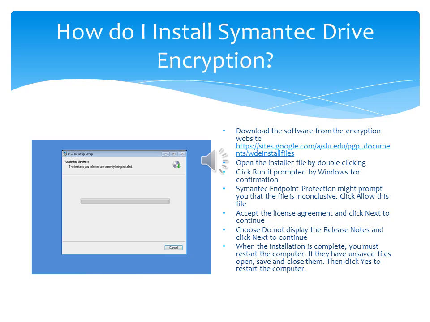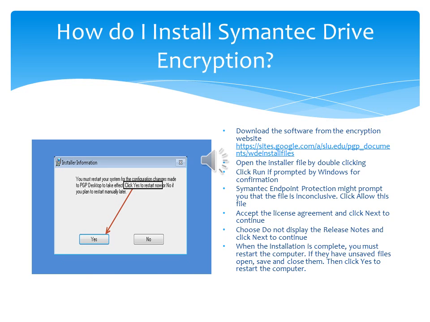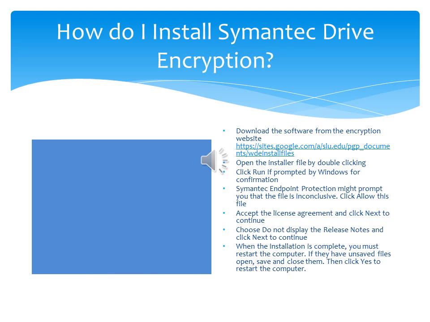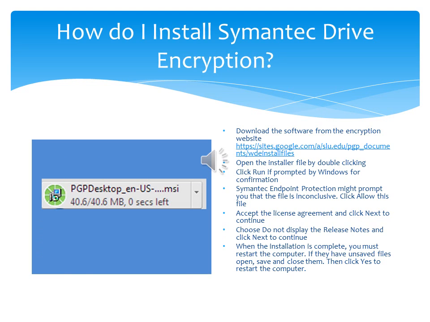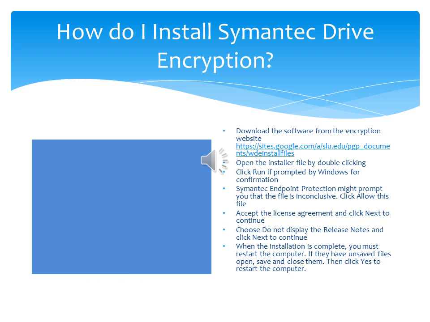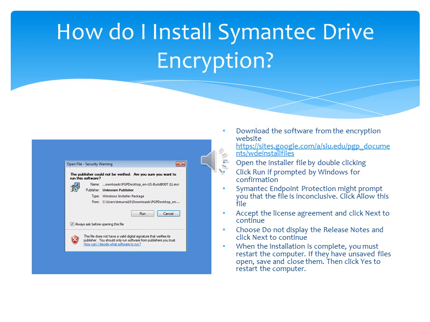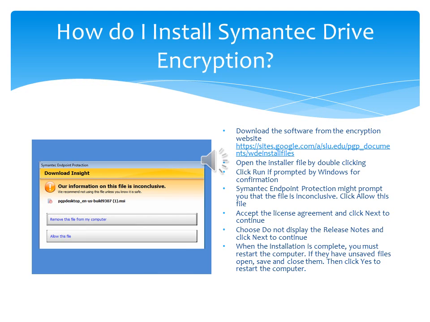You will start the installation just like any other software by opening the installation file. Windows may ask for confirmation to run the software. Please click Run to continue. You will then be prompted with a screen to access the license agreement. Please click I accept and then Next to continue.